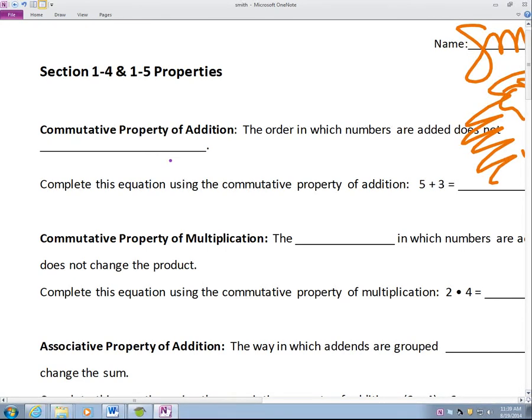So we have the commutative property of addition. The order in which numbers are added does not matter. It doesn't matter because it doesn't change the sum.